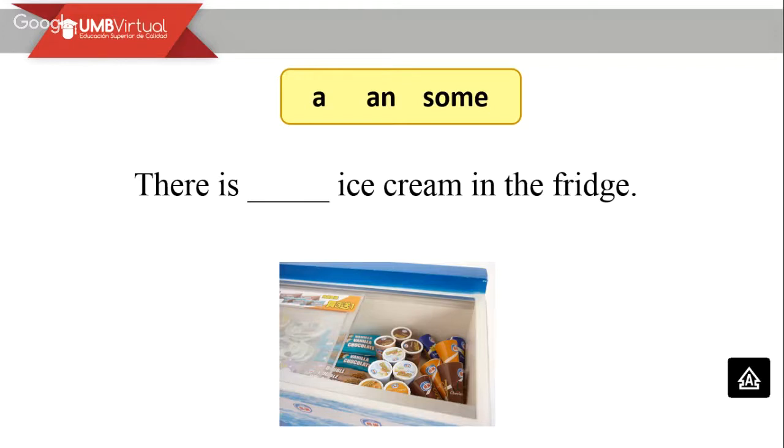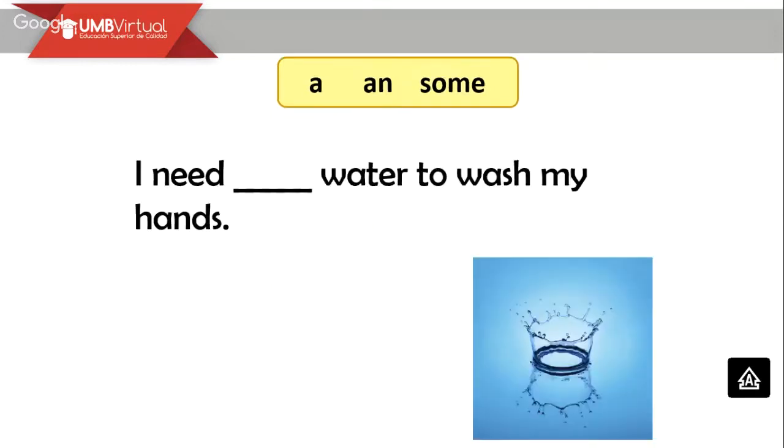En esa medida, so we say, where is the correct option? A, an, or some? Some, yes? There is some ice cream in the fridge is the correct one. Neither a nor an can we put right here in the sentence because ice cream is something uncountable, all right? So far, so good? So right here, a and some.